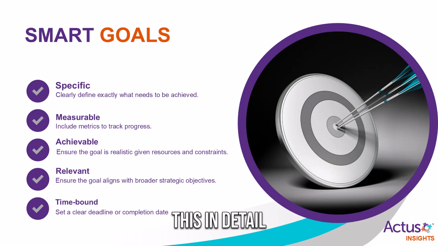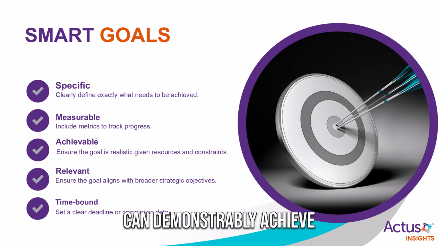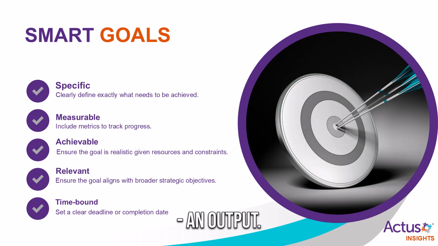We went through this in detail in our previous insight, What are SMART objectives? So we're looking for our objectives to be clear and specific, measurable, achievable and agreed, business relevant and of course time-bound. The other really important point to note is that we're talking about objectives or goals here. So a goal needs to be something that we can demonstrably achieve, an output. This will become clearer as we go through our examples.